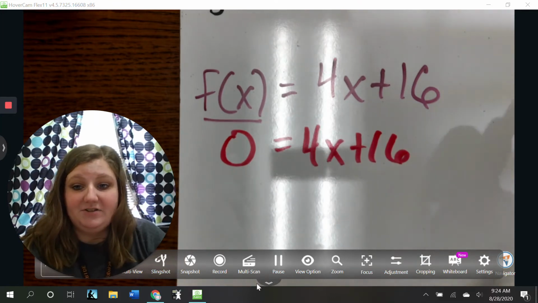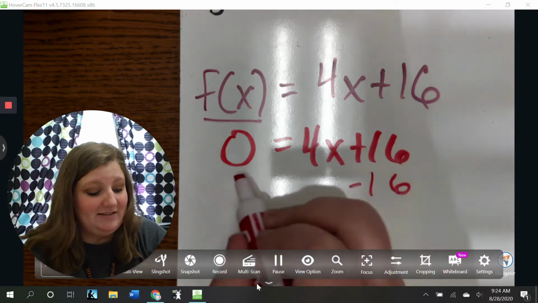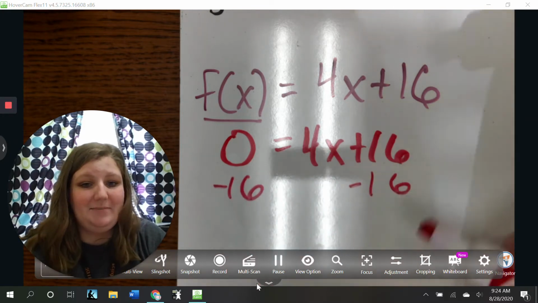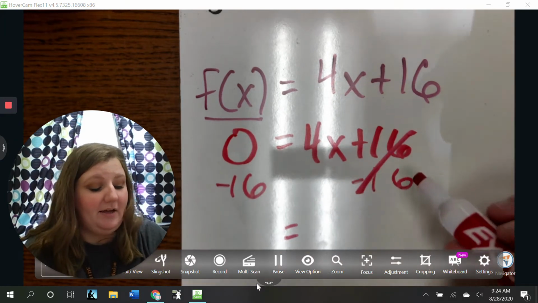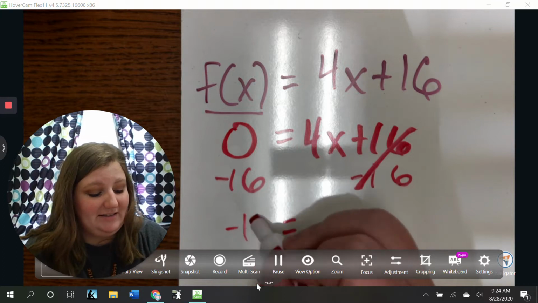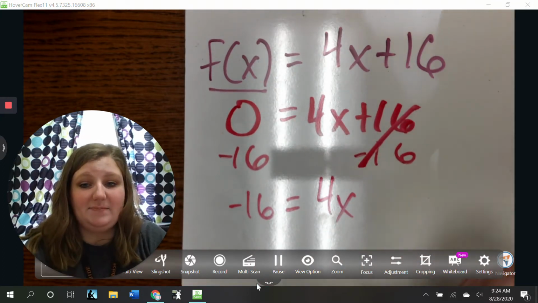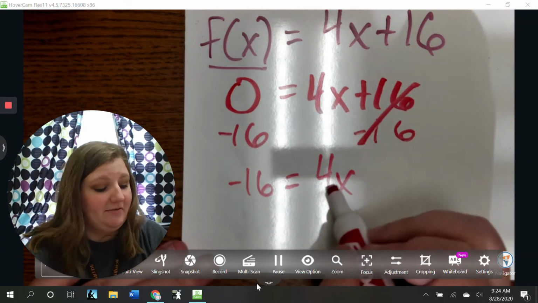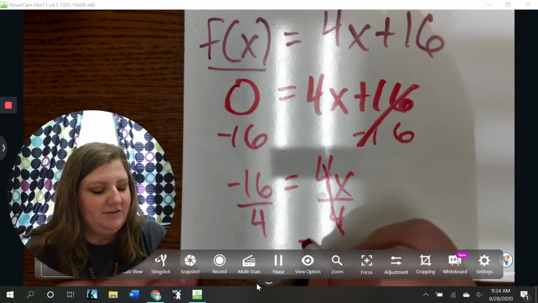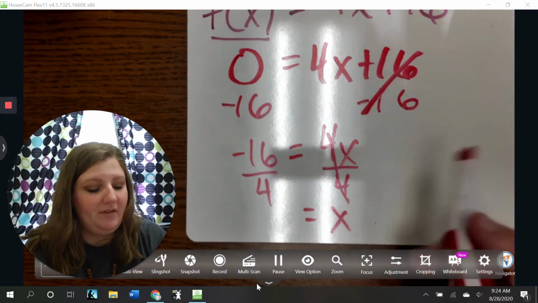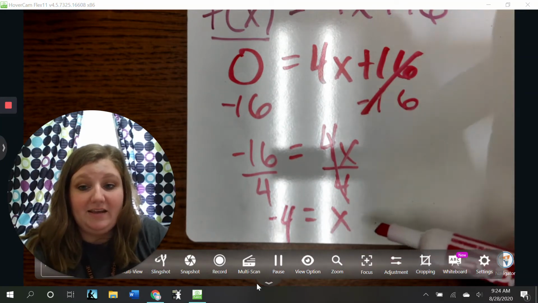Then to get the x-intercept, we solve for x. So we got to get x by itself. So to do that, we subtract 16 first. 16 minus 16 is 0. And adding or subtracting 0 wouldn't change anything. So we leave that off. But 0 minus 16 is negative 16. And we bring down our 4x. And then to get x by itself, next we have to divide both sides by 4. All right, 4 divided by 4 is 1, so we would have 1x. And then negative 16 divided by 4 is negative 4. And so we get negative 4 equals x.